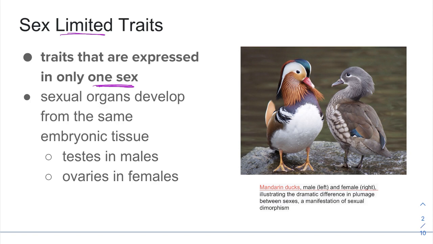Another example of this is something called sexual dimorphism. For example, here we have a picture of mandarin ducks, and on the left is the male, so you can see the vibrant colors, and on the right we have the female, with some less bright colors. That's a good example of sex-limited traits.